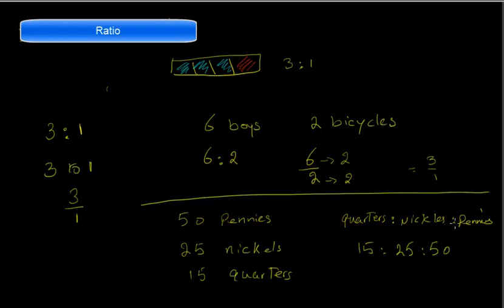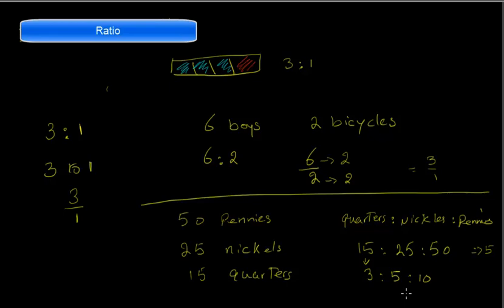Now we need to reduce the numbers to the simplest form. So we look to see what is the largest number that can divide all 3 of them, that would be 5. Then we write it down. 15 divided by 5 is 3. 25 divided by 5 is 5. And 50 divided by 5 is 10. Meaning that for every 3 quarters, we have 5 nickels and 10 pennies, the exact same order.